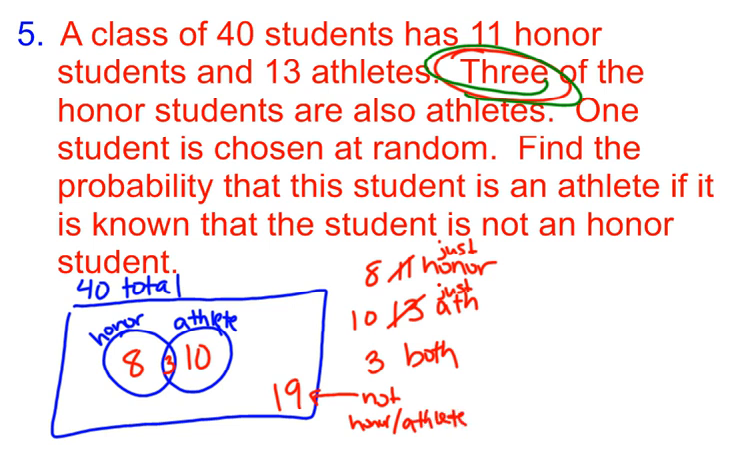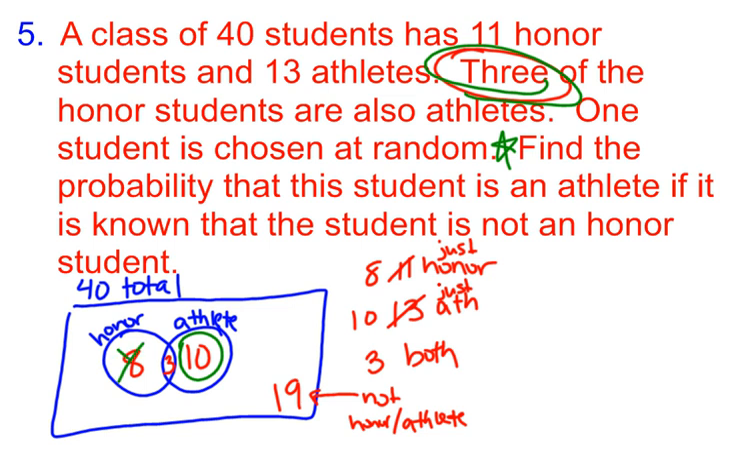So now I'm going to actually see what they're asking me about. So what I do first is draw this picture so I can see a visual of what they're talking about. And then I'm going to look at what they're asking me. So it says, one student is drawn at random, find the probability this student is an athlete if it is known that the student is not an honor student. So, an athlete, but it's known that the student is not an honor student.